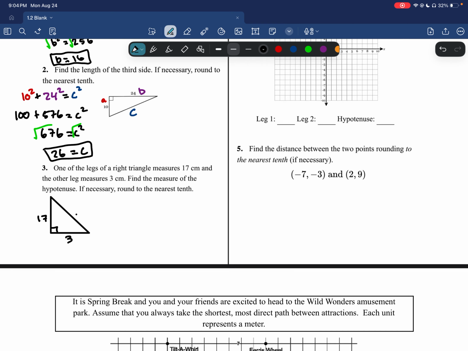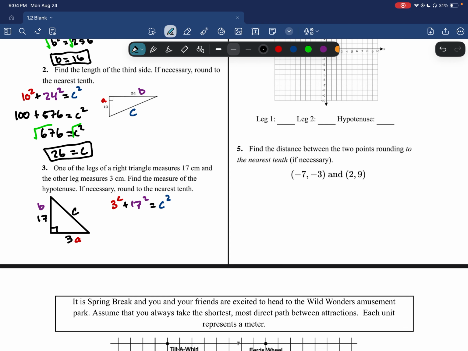So that's what I'm going to call x, or in this case, I'll call it c, just because we're using the a squared plus b squared equals c squared. Okay, where I guess 3 can be my a and 17 can be my b. So here we go. a squared, so 3 squared, plus b squared, so 17 squared, is equal to c squared.